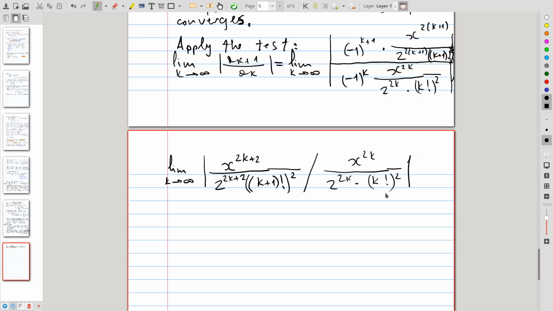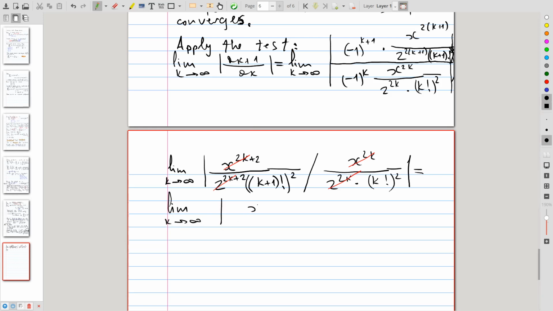All right. We will have to cancel these two powers of x. The same goes for the powers of 2. And then we'll leave factorials to deal with them later. All right. So far, our limit looks like so.